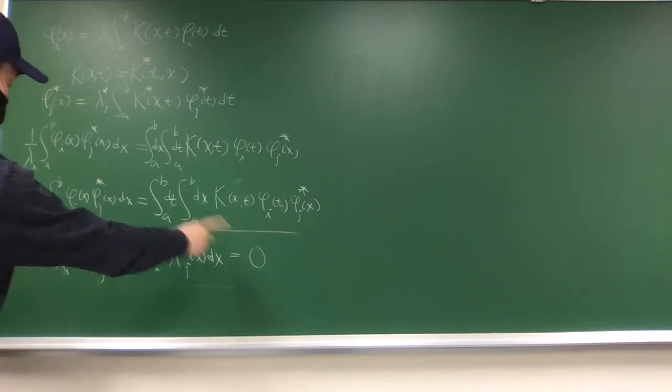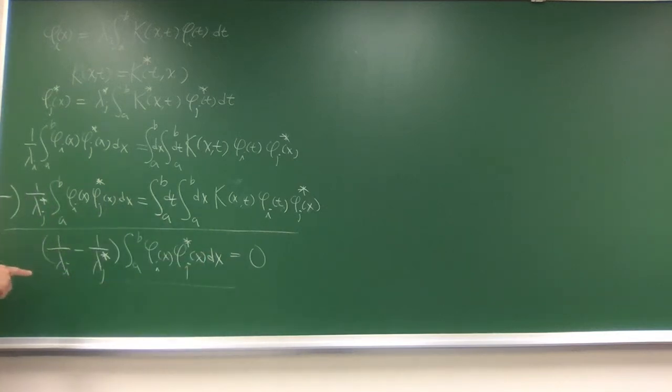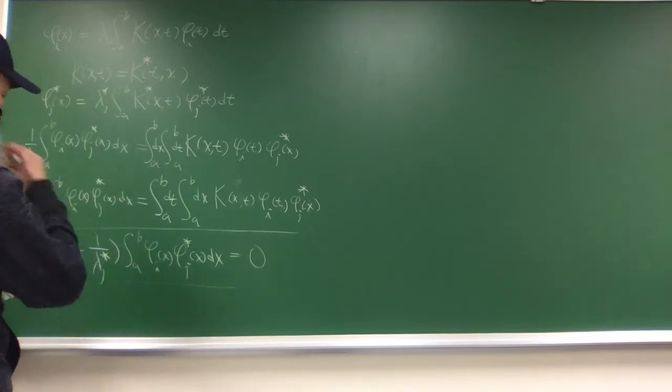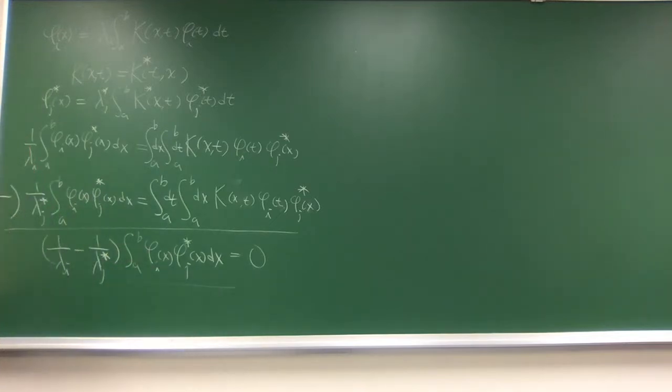That's just the consequence of this one. Of course, sometimes you have degenerate complex eigenvalues, and you need to do a Gram-Schmidt method to construct orthogonal eigenfunctions. Okay.